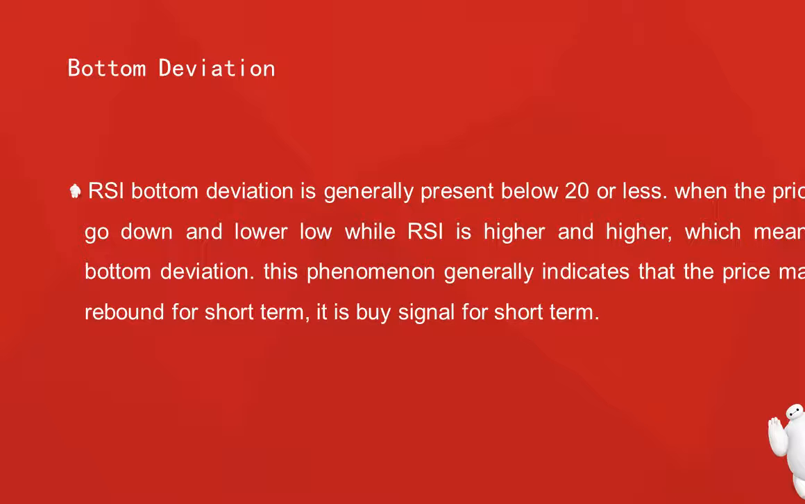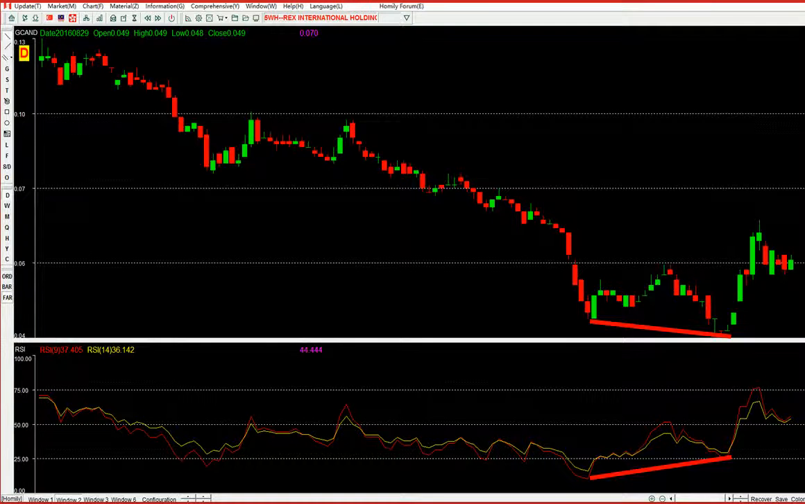Then we can see the next one, the bottom deviation. RSI bottom deviation generally appears at 20 or below. When the price goes down to a lower low while the RSI makes a higher low, this means bottom deviation. This phenomenon generally indicates that the price may rebound for the short term. It is a buying signal for the short term.